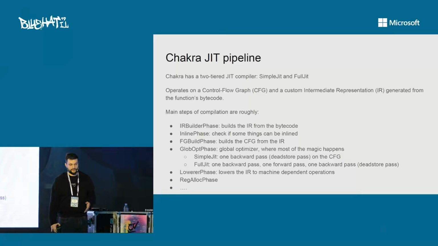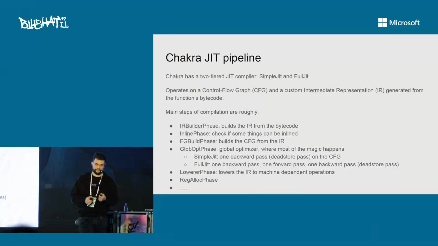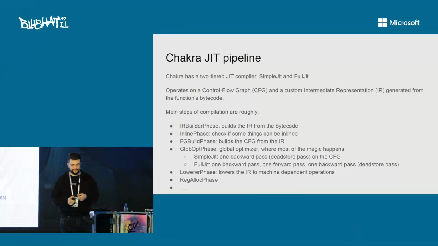Chakra has only one JIT compiler, which is two-tiered. The two names are simple JIT and full JIT. For the purpose of this talk, we'll only focus on full JIT, because simple JIT is not super interesting from a security researcher point of view. It's pretty standard. It operates on a control flow graph and a custom IR, which is generated from the function's bytecode. The interesting bit is that the bytecode is in a format optimized for the interpreter use case, which might not be the best thing for the JIT compiler.